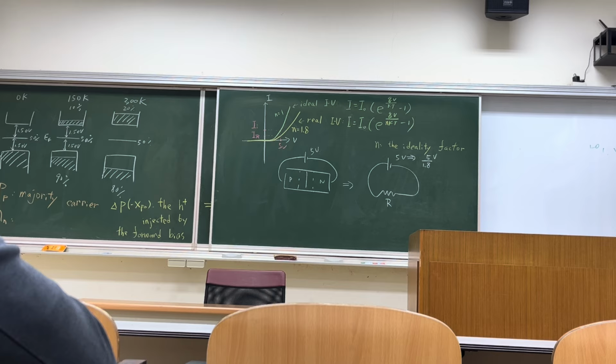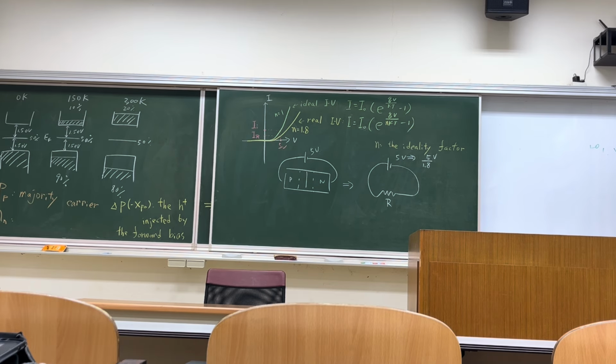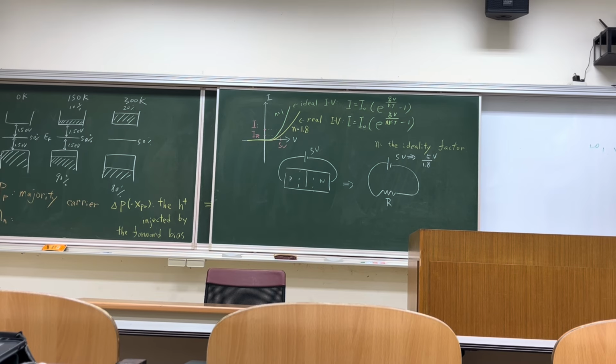Especially when you have a small bias in the forward direction. Actually, the IV curve is only ideal in the middle range of the bias, where you can see n equals 1, which means in this region you have an ideal case for the IV curve. If the voltage is too low or too high, you don't follow the ideal situation.